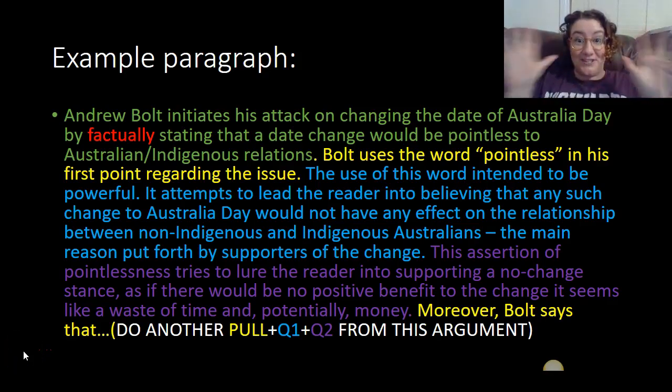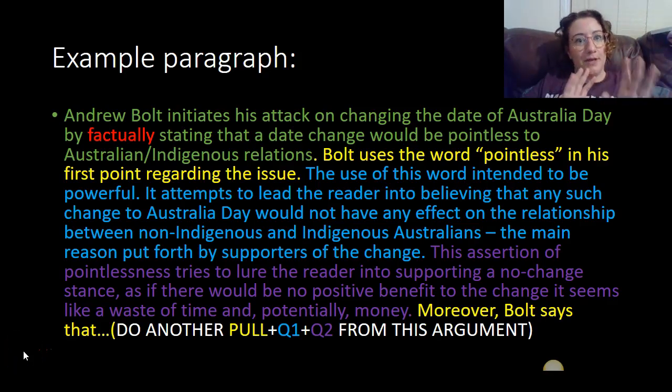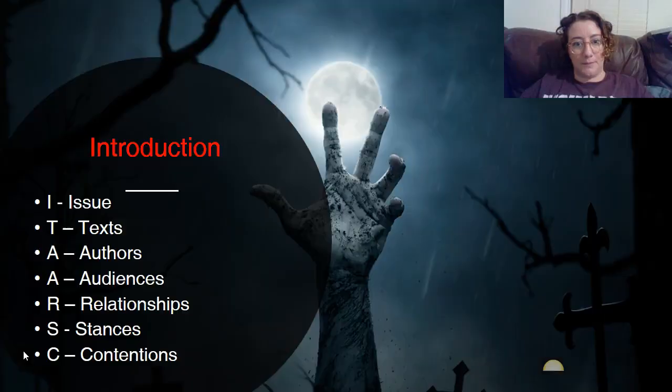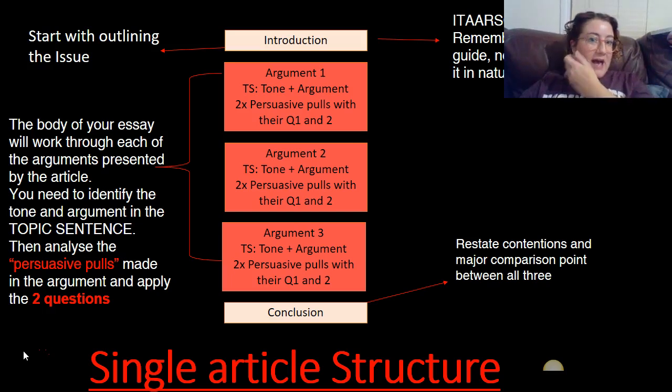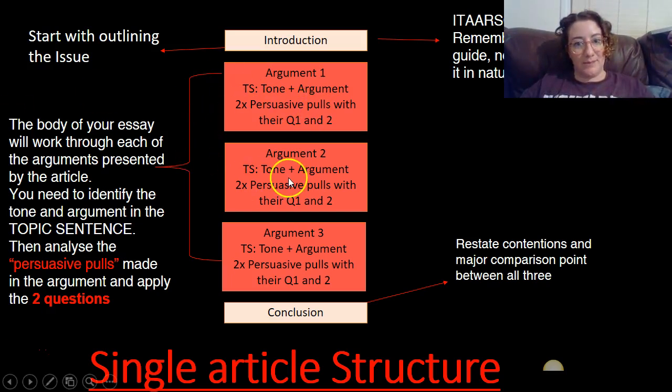Okay, home stretch. Yay! So we just went through how to do the paragraphing. And like I said, you'll probably find that you'll have three arguments. So we've talked about the intro, tick. We've talked about argument structure, paragraph structure, and we did the topic sentence with the tone and argument, and then the two persuasive pulls with question 1, question 2, and we also talked about how that worked in the last video. So if you need to, go back and revisit that.